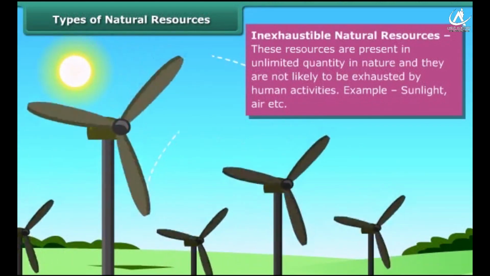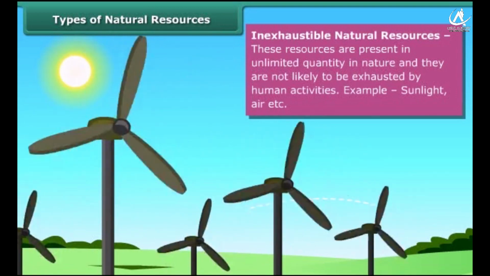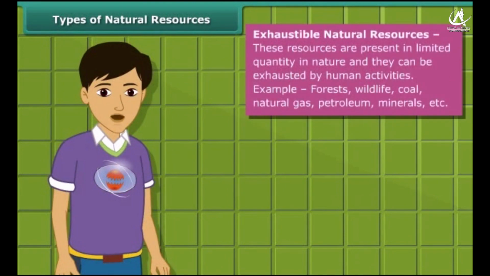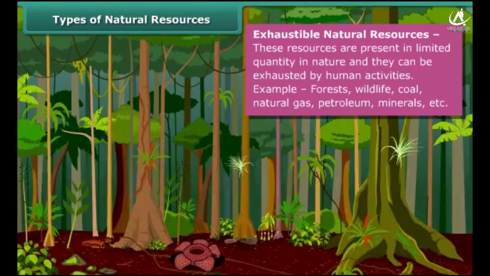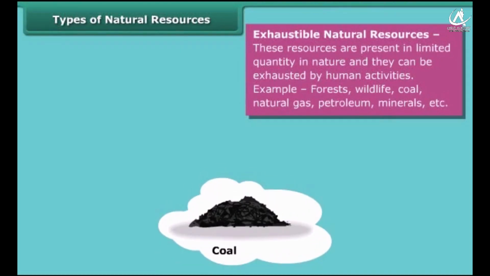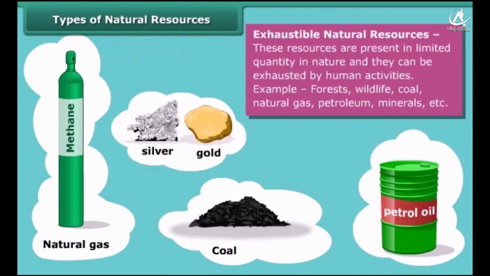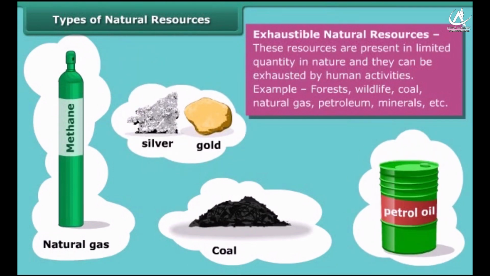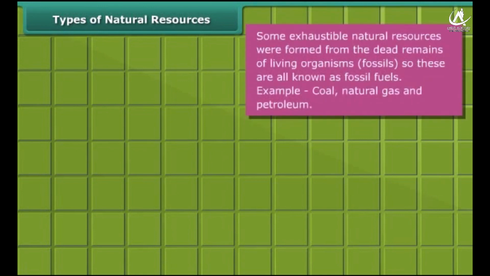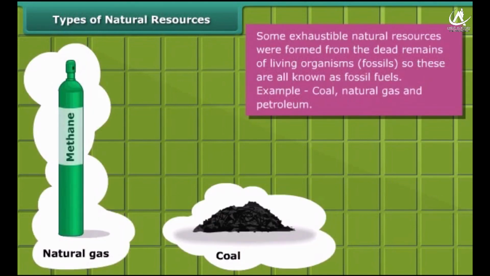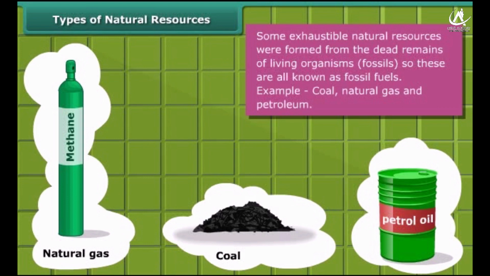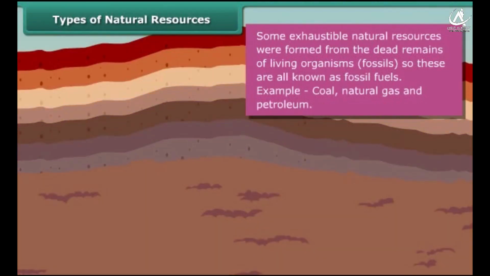Sunlight and air are examples of such resources. On the other side, the amount of exhaustible resources is limited and they can be exhausted by human activities and consumption. Forests, wildlife, coal, natural gas, petroleum and minerals are examples of these resources. Do you know that some exhaustible resources like coal, natural gas and petroleum were formed from the dead remains of living organisms called fossils, and hence these are also known as fossil fuels?